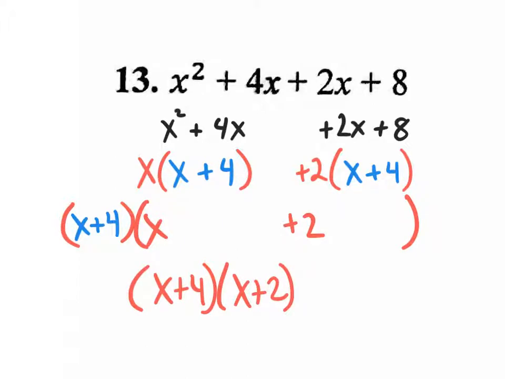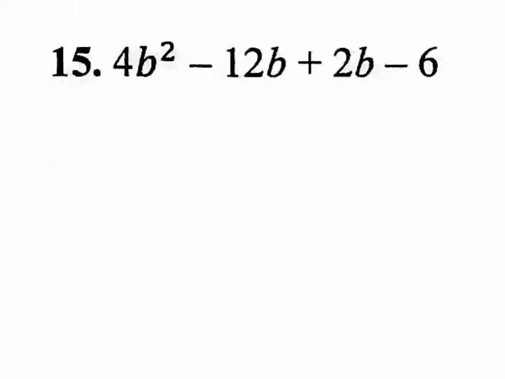Let's move on to number 15. 15 is fun because a lot of us jump right into factoring by grouping, which is fine, but what method should you try first? Greatest common factor. Is there a greatest common factor in every single term?